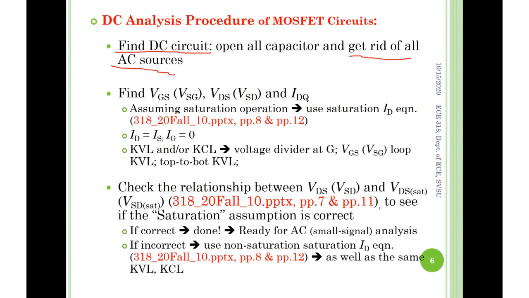Right? And also, if you see any capacitor, what do you do? Open them. In a DC circuit, a capacitor is an open circuit. An inductor is a short circuit, right? This is how you end up with a DC circuit. Of course, that is the first step, based on which we start to do circuit analysis.